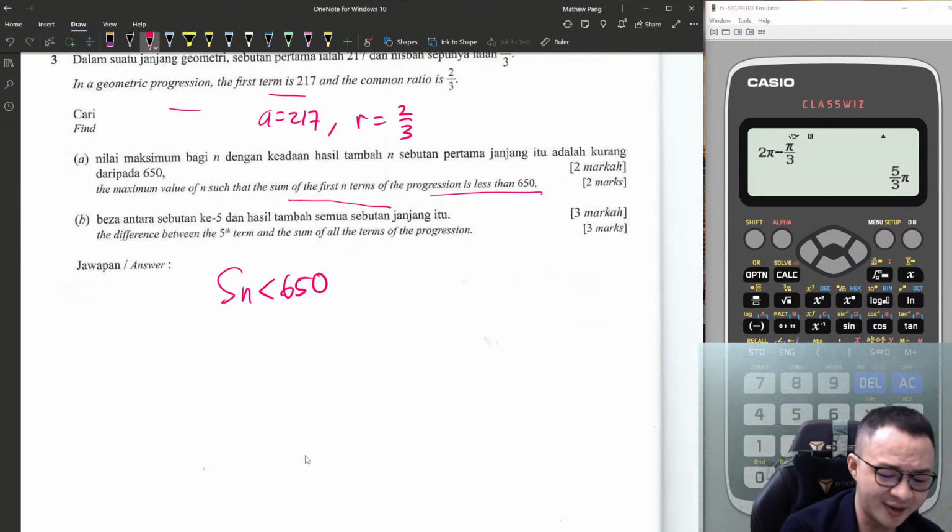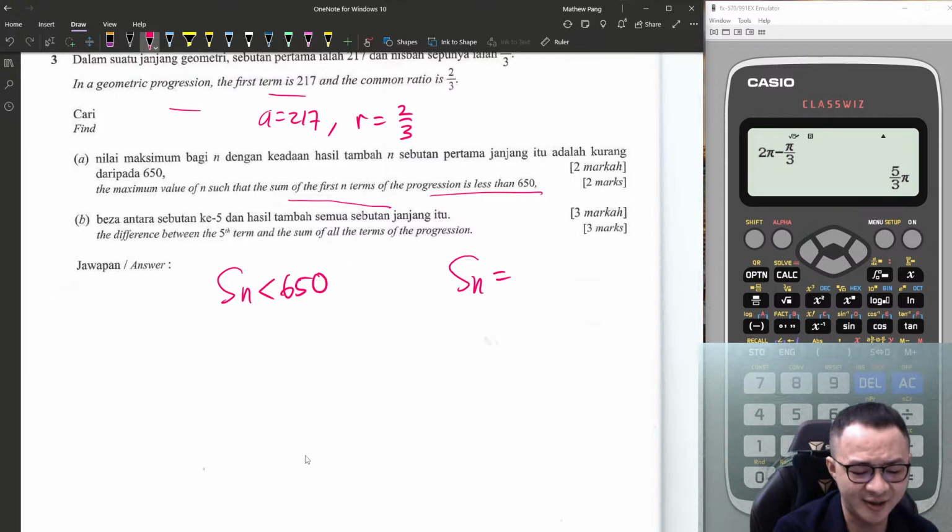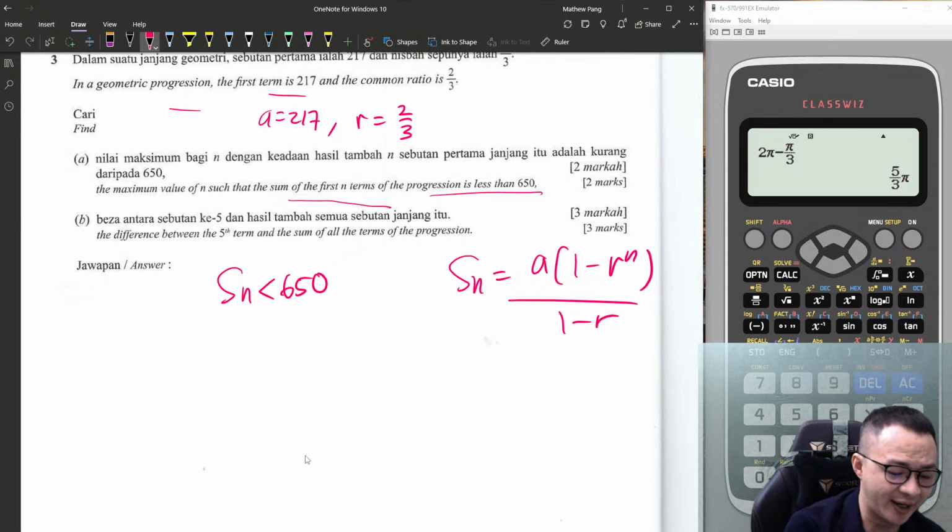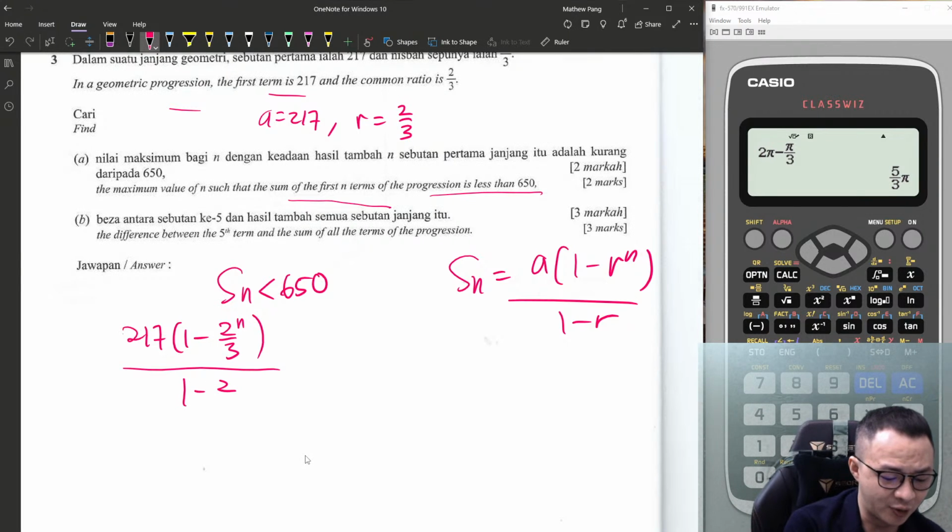Okay, so I will just sub in the Sn formula. Since r is less than 1, I prefer to use this formula, a times 1 minus r to the power n over 1 minus r. Okay, so I'm going to plug in my a, 217, times 1 minus my r, which is 2 over 3 to the power of n, over 1 minus 2 over 3, less than 650.